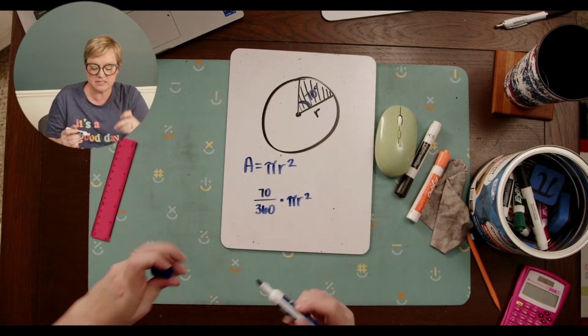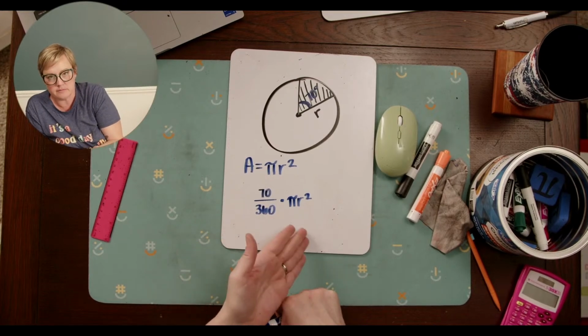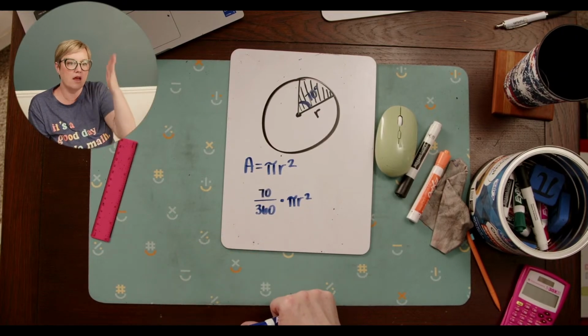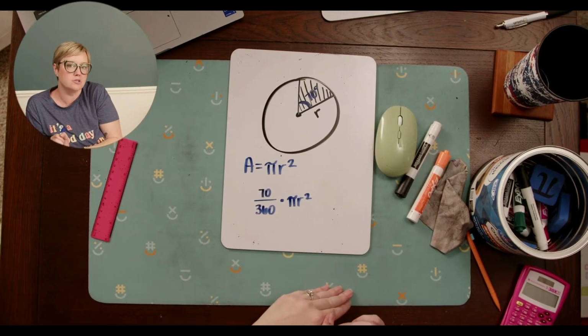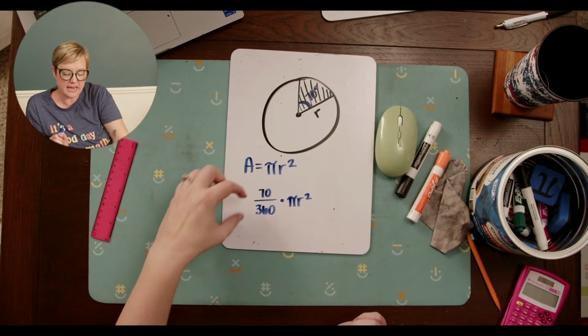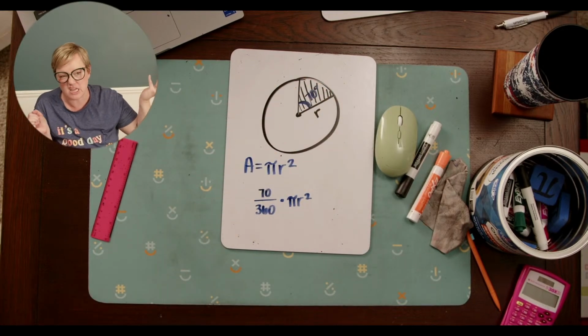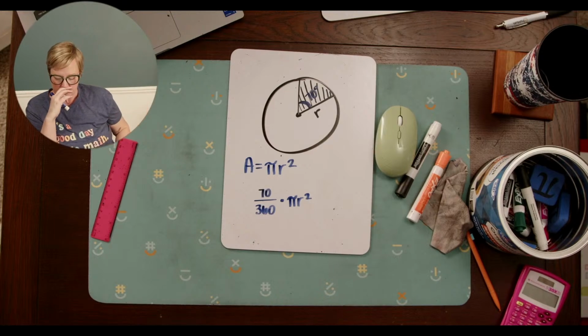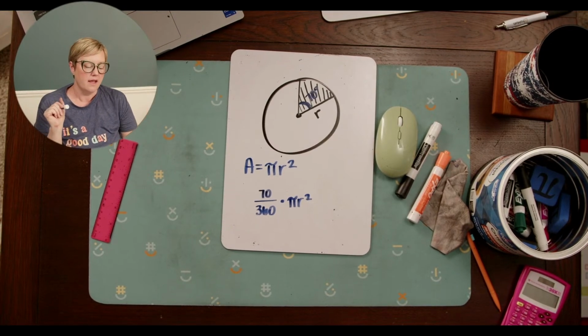Just like if you said, what's the area of this half circle? You would do 1/2 times pi r squared. What's the area of this quarter of a circle? You would do 1/4 pi r squared. It's the same idea, it's just that you can divide the circle up into 360 degrees. It's an easy little way to divide that up into a fraction.